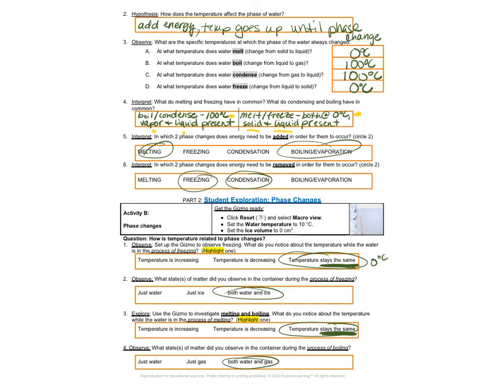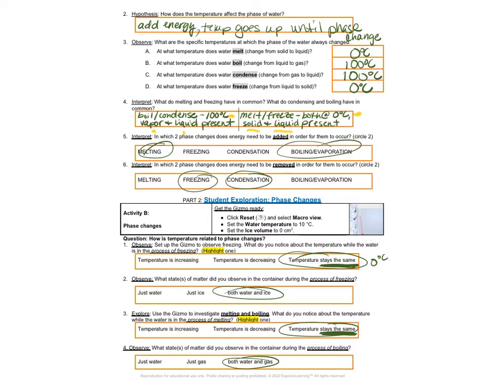And then you need to switch gizmos to phase changes, and you'll need to use that gizmo as well while you're answering this. You can pause this whenever you need to go back to the gizmo. But I'm just going to explain the answers real quick.